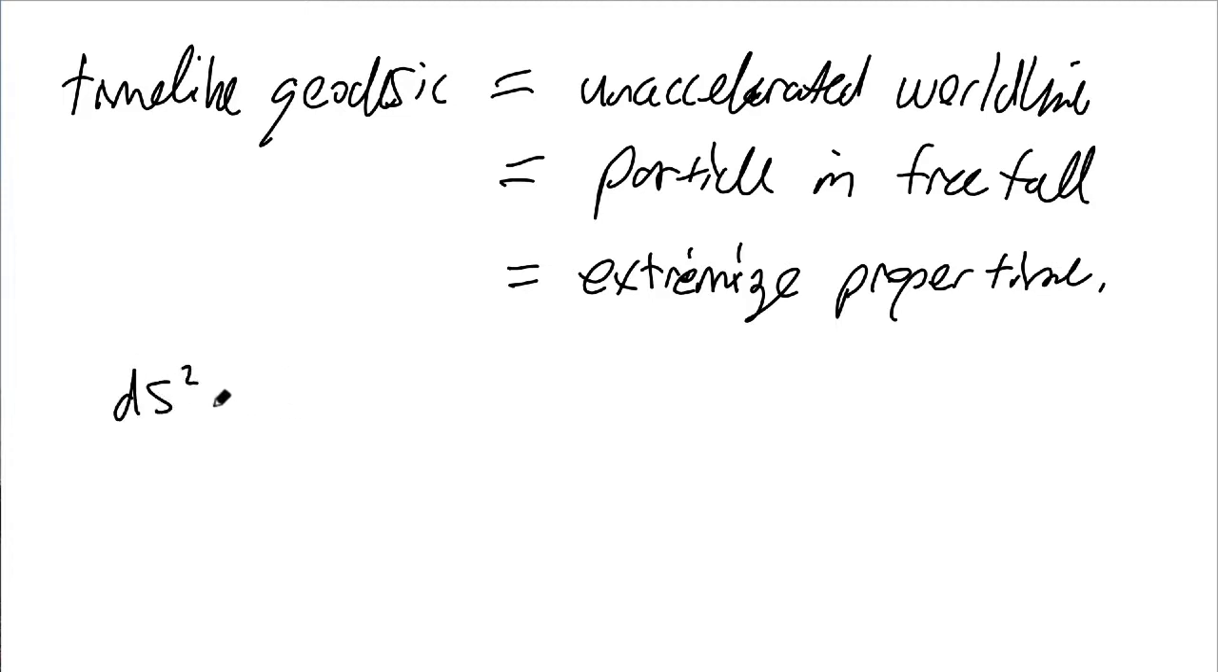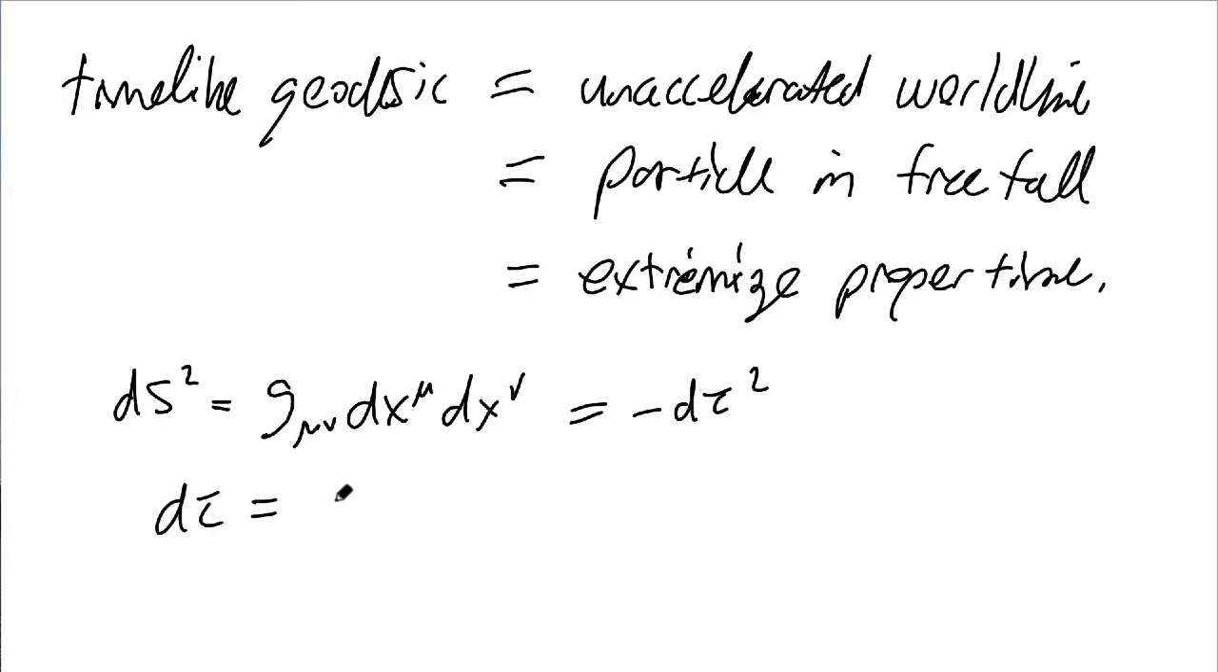You start with the line element, written in general as g mu nu dx mu dx nu. Now I'm not writing an outer product symbol here because I'm just thinking of these as delta x's, small changes in x. So this is minus d tau squared. So d tau itself is the square root of minus g mu nu dx mu dx nu.